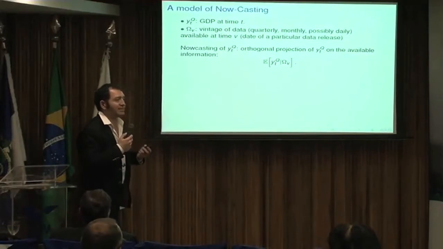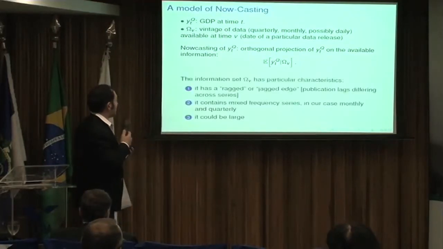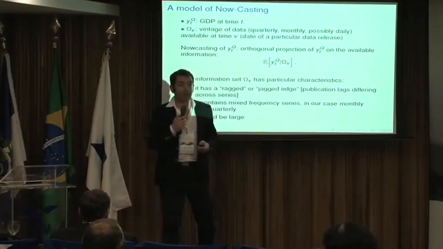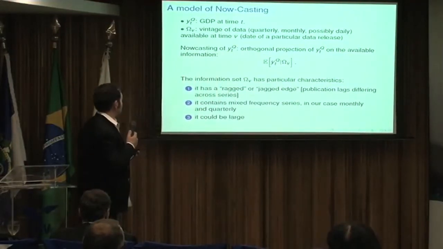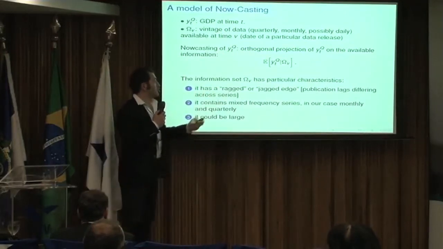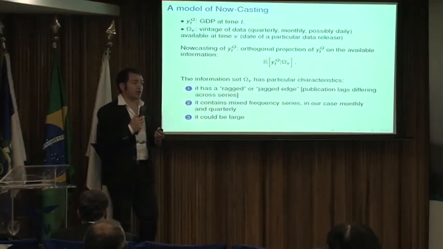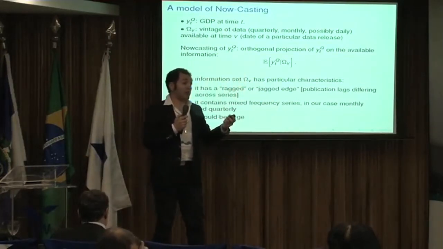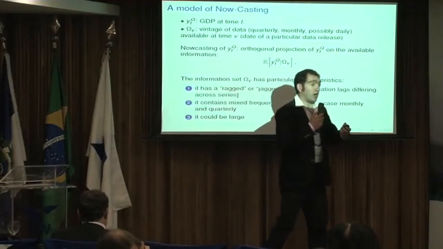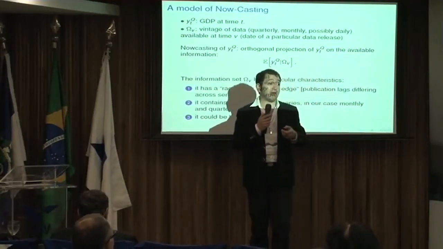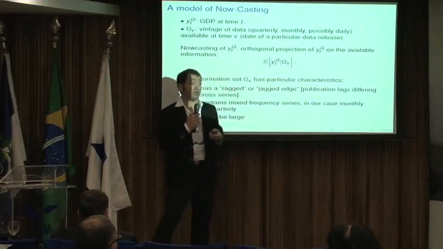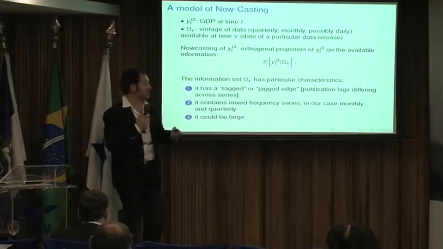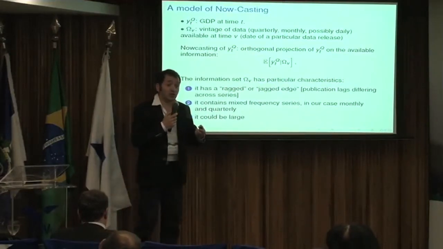So far it is essentially the same as a forecast. What makes the difference with respect to a forecast are the characteristics of this omega. And what are these characteristics? First of all, it has jagged edges. What does that mean? Today we have employment data for the United States up to April, but industrial production we still have only up to March, because April is going to be released in a week. So you have sort of missing data at the end of your data set. That's jagged edges.